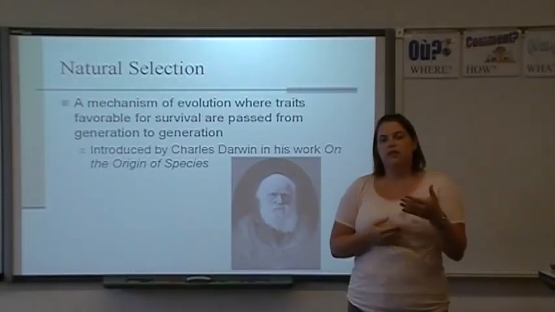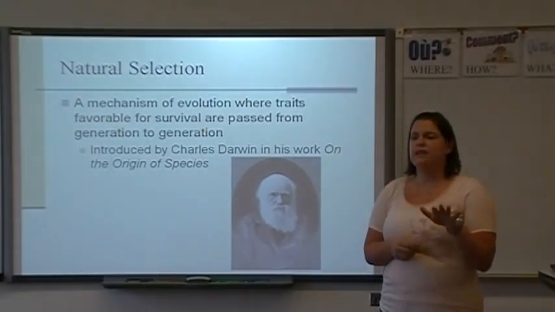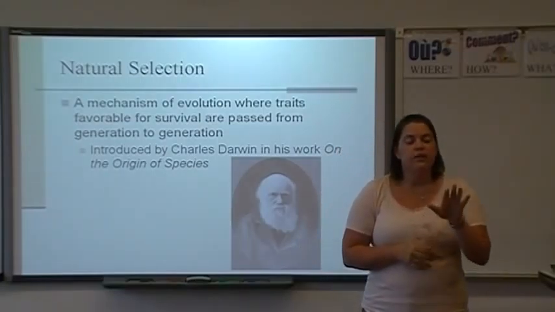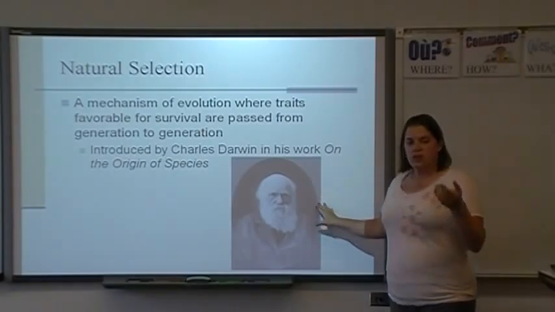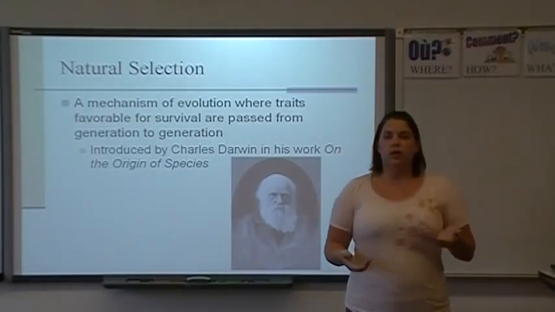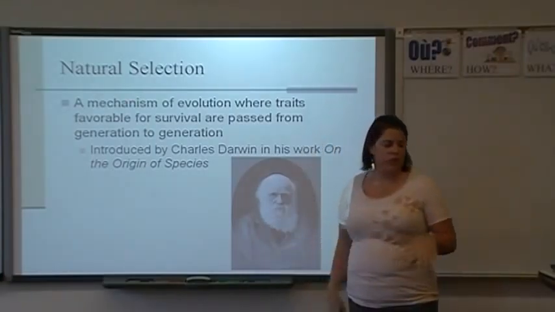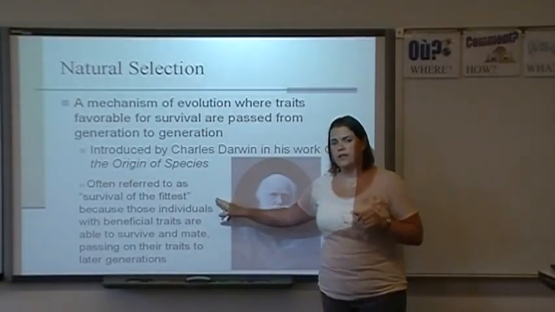Natural selection is how evolution occurs. It is the mechanism that allows favorable traits to be passed on from generation to generation. First brought about by Charles Darwin. Charles Darwin, in his work, The Origin of Species, first spoke about natural selection. He mentioned that it is also known as the survival of the fittest.